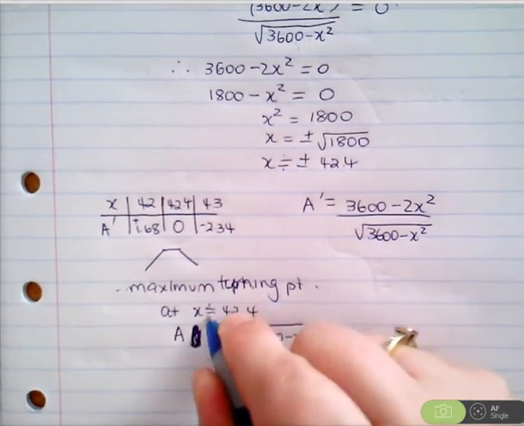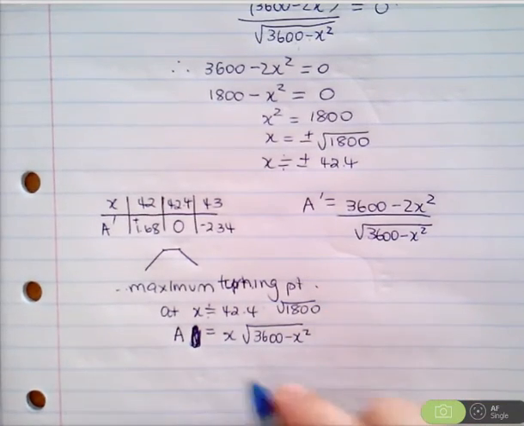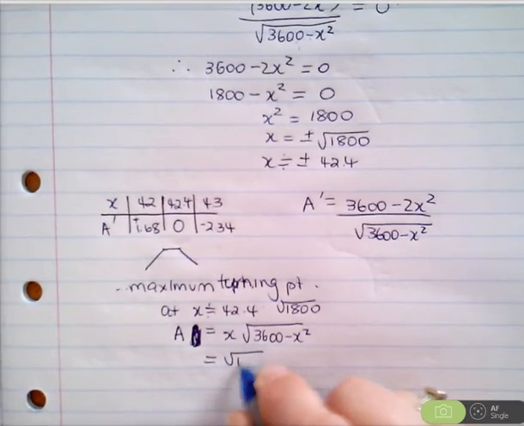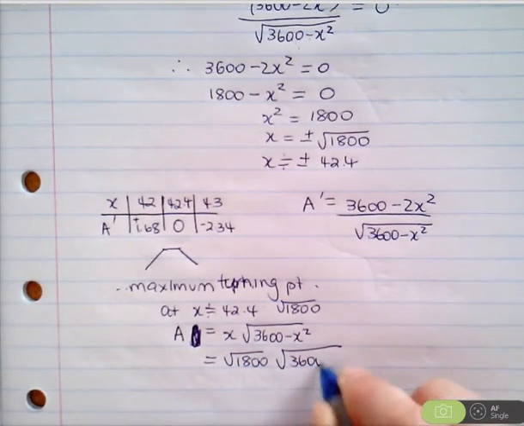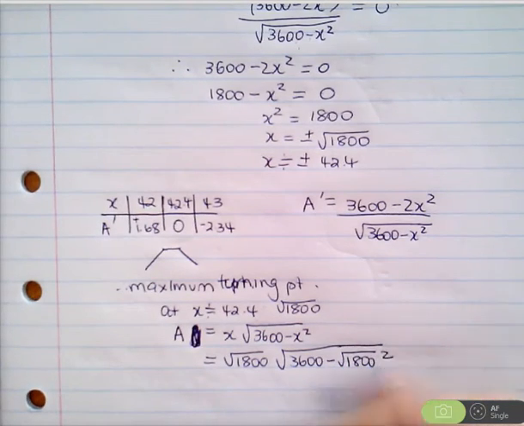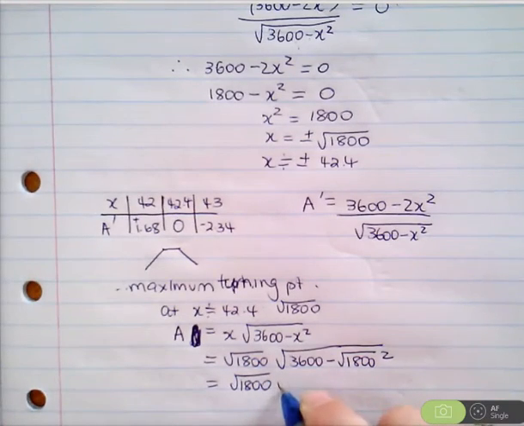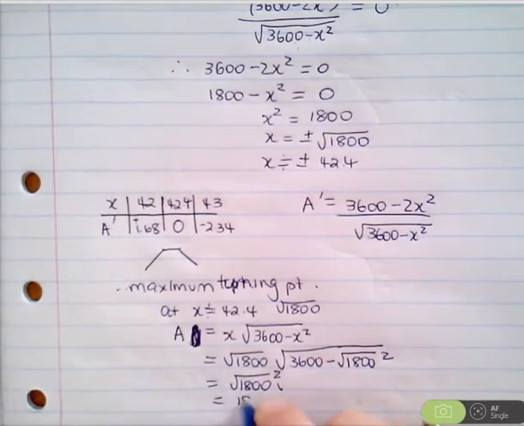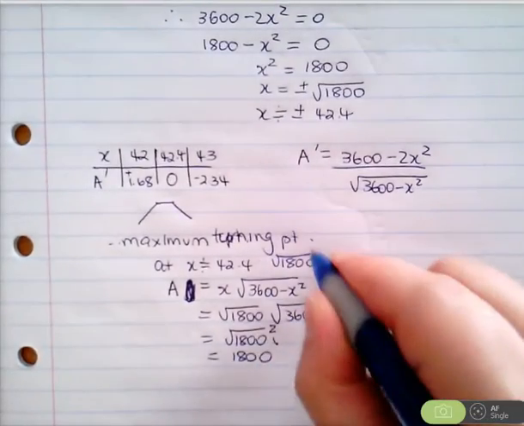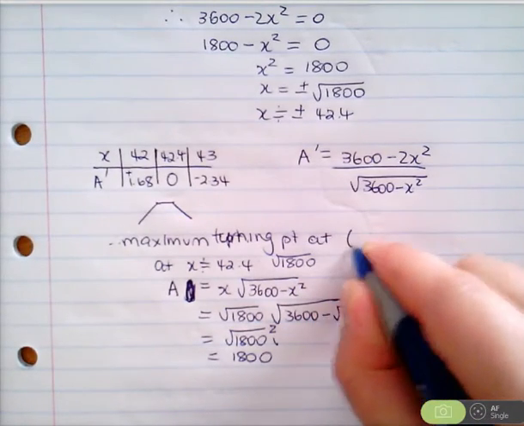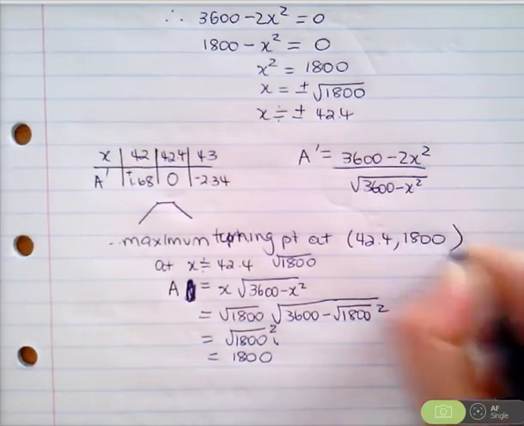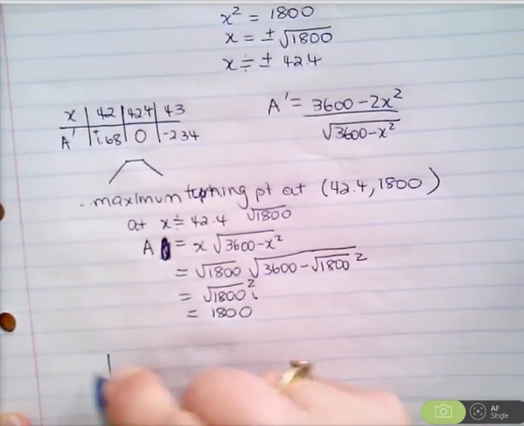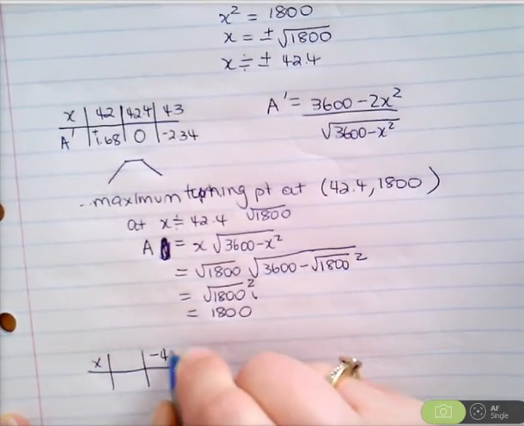So when x is approximately 42.4, but we know that the exact value was the square root of 1,800, we get that A is the square root of 1,800 times the square root of 3,600 minus the square root of 1,800 squared, which is just the square root of 1,800 times the square root of 1,800. So the square root of 1,800 times the square root of 1,800 is 1,800. Okay, so therefore maximum turning point at 42.4, 1,800.